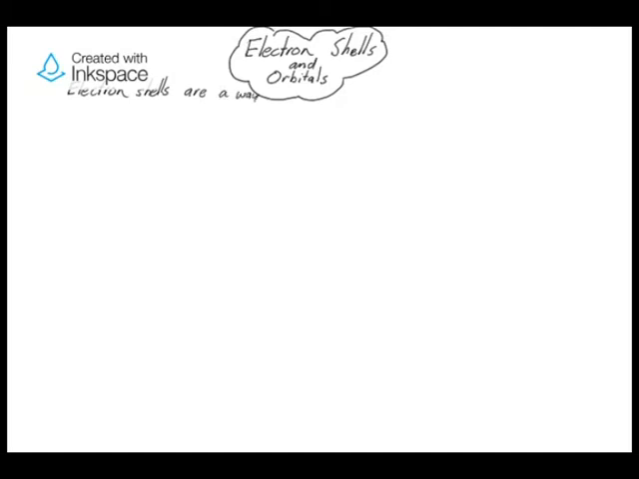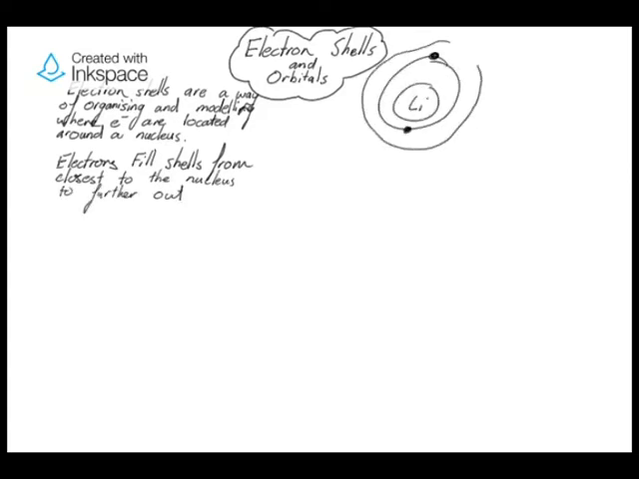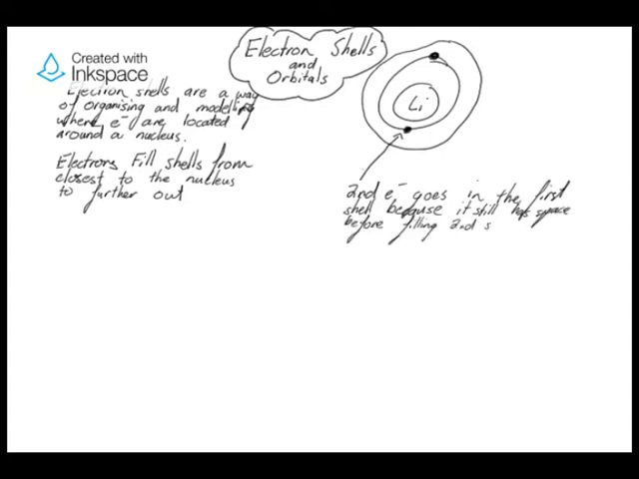So, electron shells are a way of organizing and modeling where electrons, or e- as we represent them, are located around a nucleus. Electrons like to fill shells from the closest to the nucleus further out. So if we look at our lithium atom over here, we have our nucleus in the center, and then electrons would fill that first shell with their first electron and then second electron, because it still has space before filling the second shell. And this comes down to orbitals, which we'll discuss in a second.